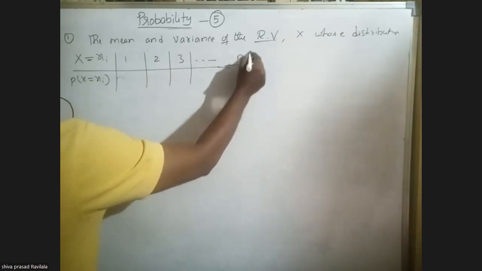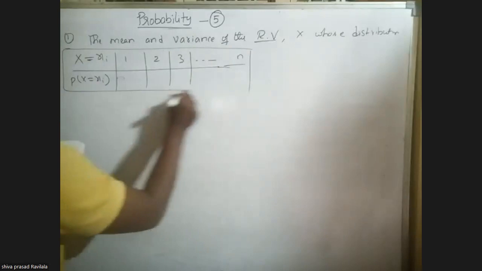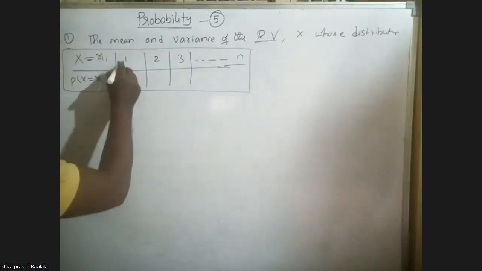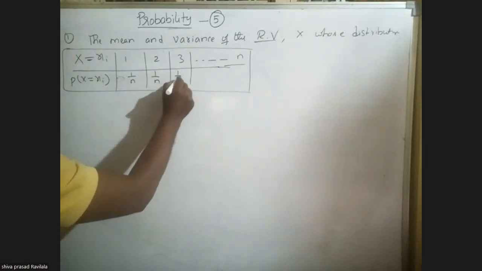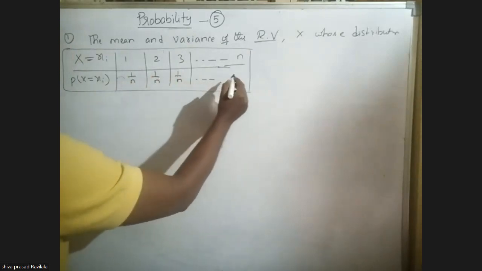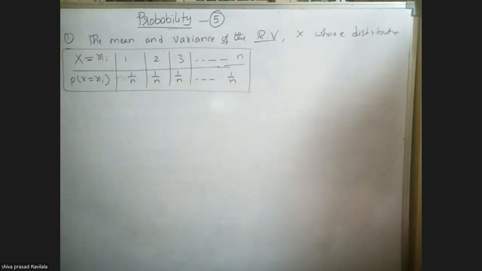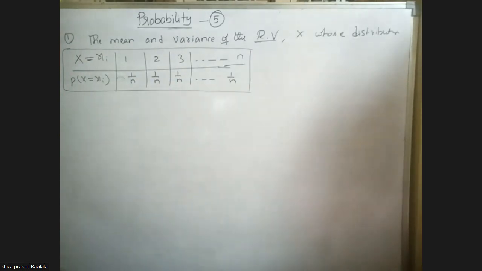Observe here, last one, N. 1, 2, 3, and so on. Last one is 1 by N. Probability of getting 1 is 1 by N, getting 2 also 1 by N, getting 3 also 1 by N, and so on. Last one also 1 by N. Then how do you find mean and variance? Directly, the table is given. What's our formula for mean mu?